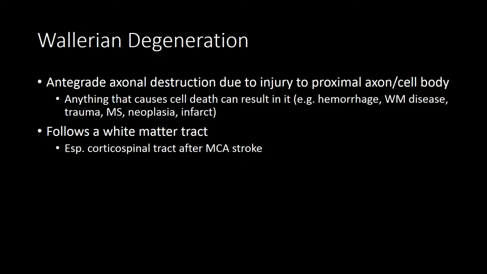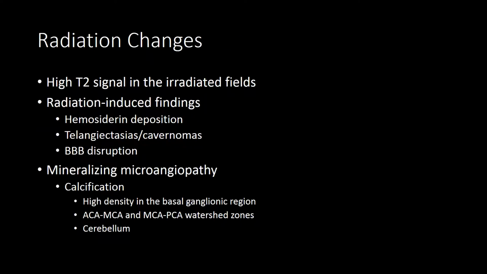Wallerian degeneration is also, of course, a white matter type of disease with T2 hyperintensity, and it occurs due to antegrade axonal destruction from injury of the cell body or proximal axon. So anything that causes cell death can result in it, and it's important just to know that it follows a white matter tract and not to confuse it with other things.